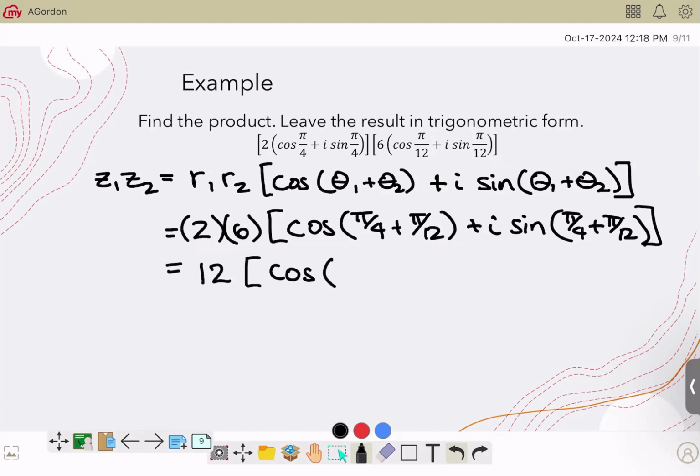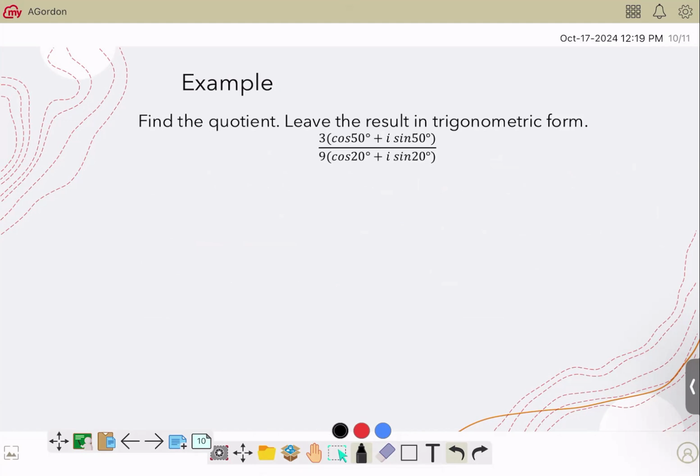Pi over 4 is 3 pi over 12. So I'm adding 3 pi over 12 plus 1 pi over 12, which gives me 4 pi over 12, which will reduce to pi over 3. And since the instructions tell us to leave it in trigonometric form, that is it. We will leave it just like this. This is the answer. Okay, so next let's do a division.